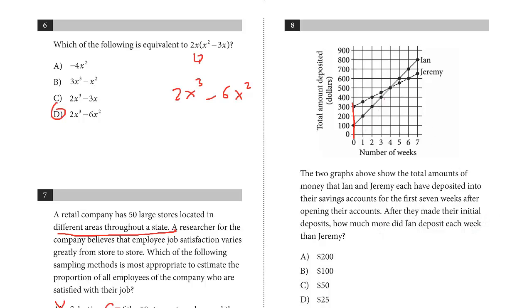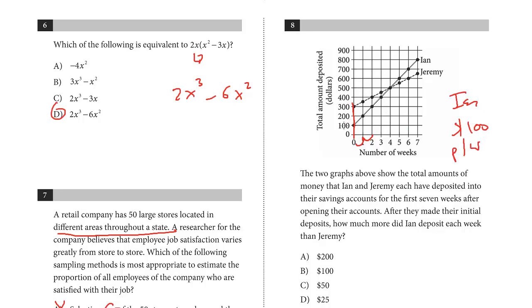than Jeremy? So we look at these lines and we see that Ian, even though he started with a lower initial amount, let's just figure out the amount he contributed per week. And you don't really need to use the slope formula. If you just look, this is 1 week and he went from 100 to 200. That's an increase of 100. And then another week, he went from 200 to 300. So Ian is depositing $100 per week.